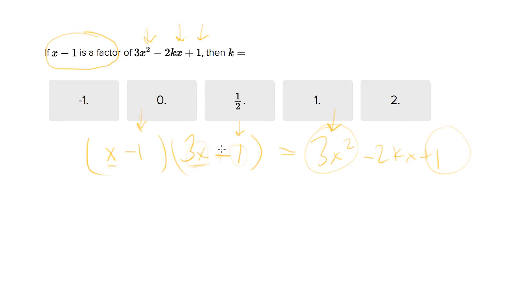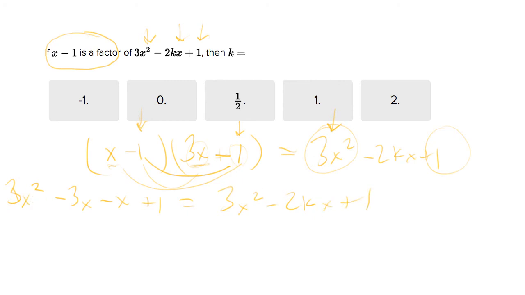So how does this help us? Well, what you can do is FOIL this out. I'm going to actually multiply these factors against each other. So we'll get 3x squared, then the inside, minus 3x, then the outside, minus x, and then the two last things, plus 1. That must equal 3x squared minus 2kx plus 1. Those two things must be equal.